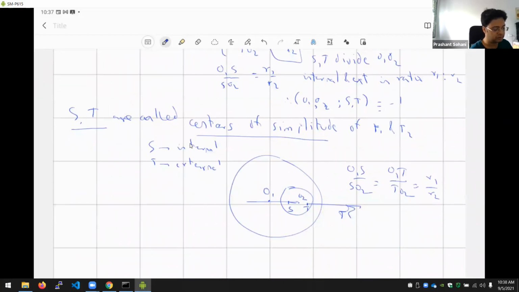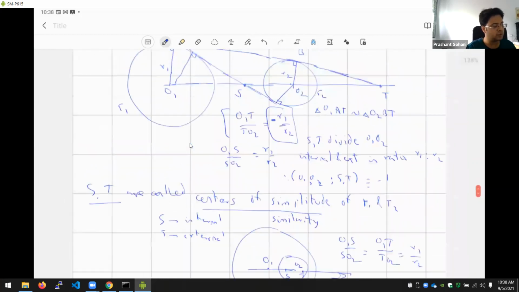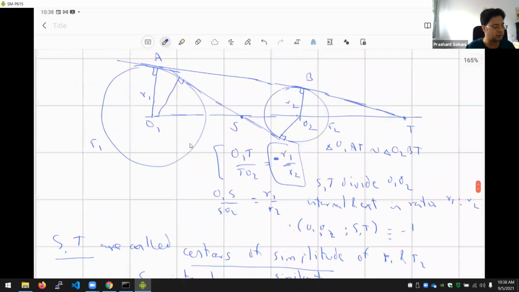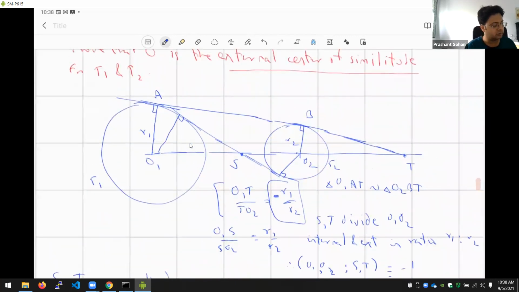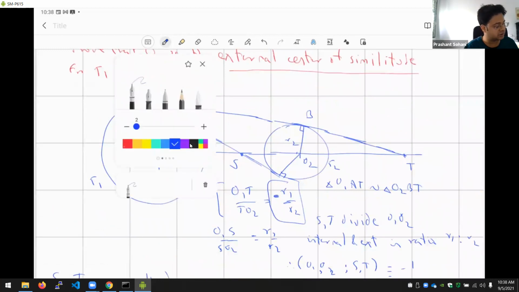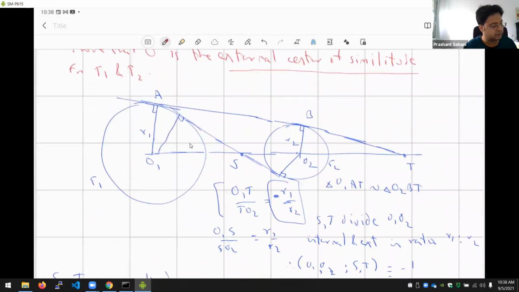Okay, what is the importance of these points S and T? So in the word similitude is inherently the word similarity. Now we all know about two triangles being similar, but what about two circles being similar? In a way, that concept seems very silly, that a circle S1 is similar to circle S2. What is there to be similar about? But in a way, you can think of these as centers of similarity also. Going to this diagram again, where we draw the tangents, you see there is some sense of correspondence: the points O1 and O2 are corresponding, and the points A and B are also corresponding.